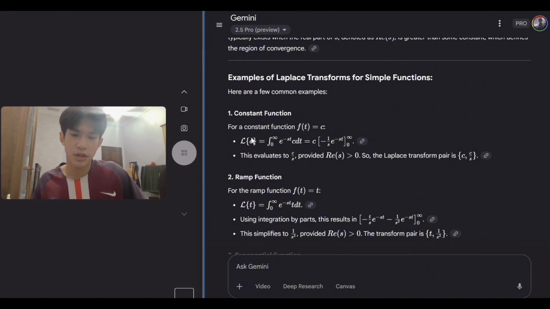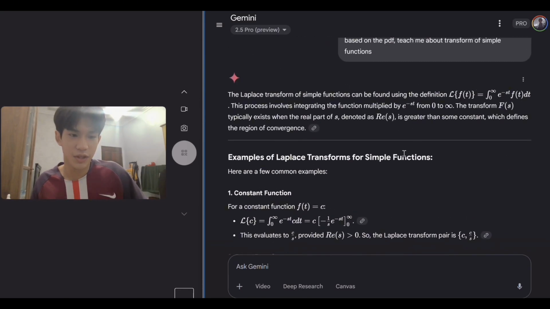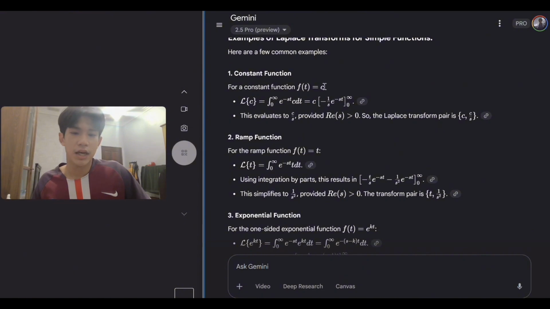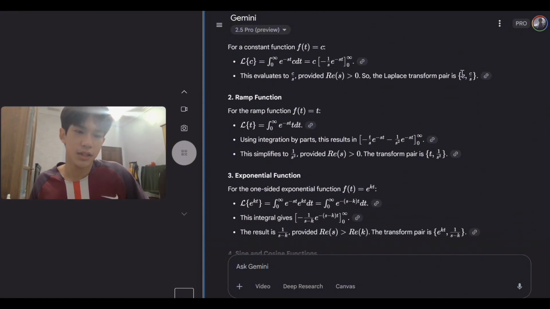But if you transform our constant function by using the definition right here, you will ultimately get this right here, constant divided by s, our new variable s. And this can happen provided that the real part of s needs to be bigger than 0. So that means our real part of s cannot be a negative number. And the Laplace transform is such. This is before transforming, and this is after transformation.